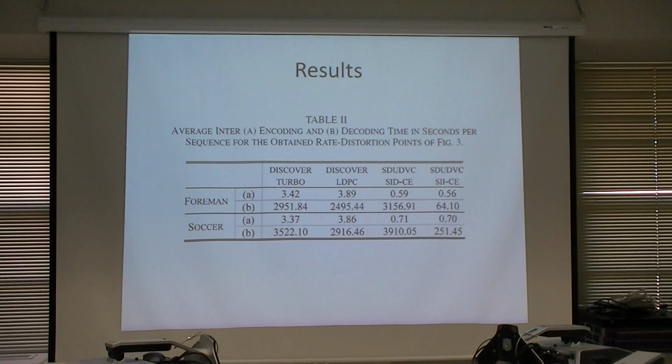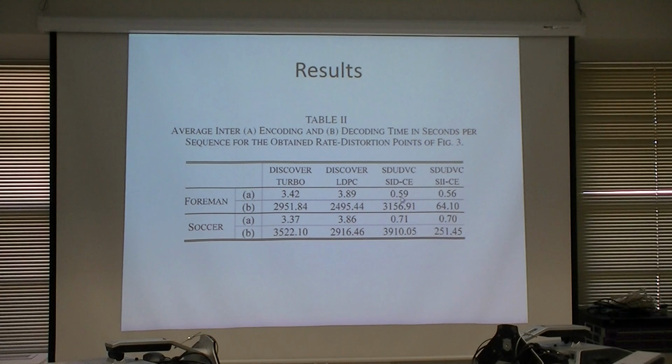And this result gives the comparison of computational complexity between the proposed algorithm and the DISCOVER codec, and it evaluates the complexity based on the encoding time and the decoding time. So we can see that for the proposed algorithm, part A represents the encoding time and part B represents the decoding time. The encoding time is very low.